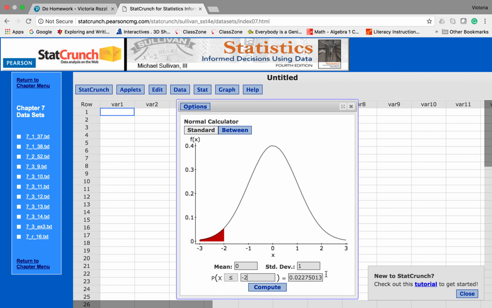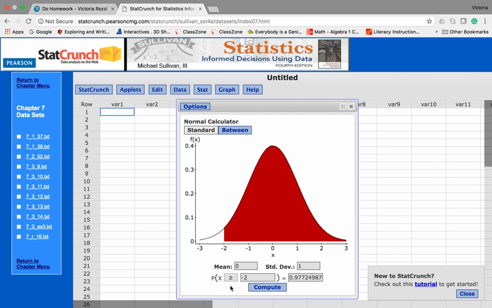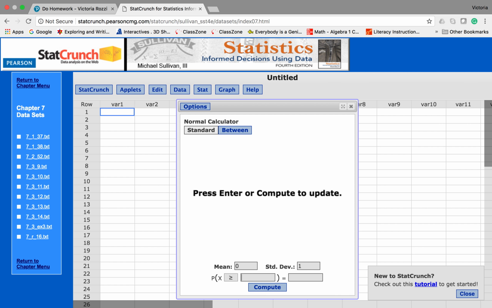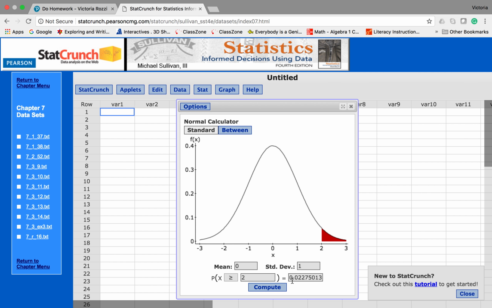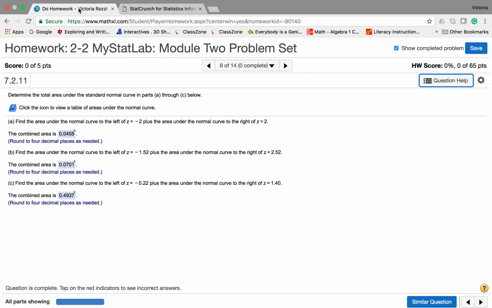Just to prove to you that the area to the right of 2 is exactly the same number, I'm going to do the area to the right. If I go to greater than, that's my right, and then I put +2 in instead, and see how my area is exactly the same. So you can either add this number 0.022751013 to itself, or just multiply it by 2. So that's how we got letter A.